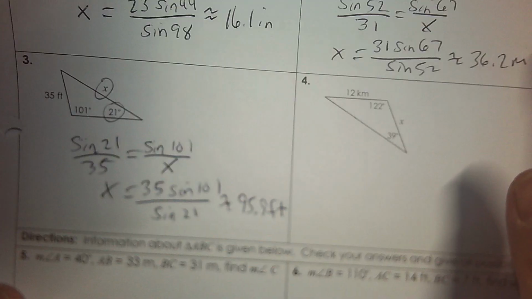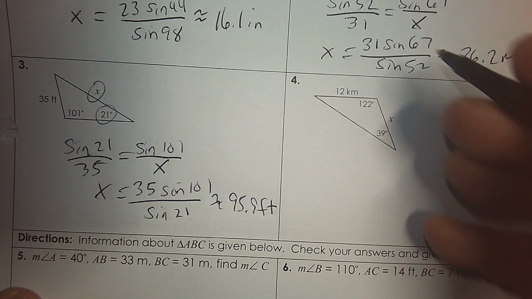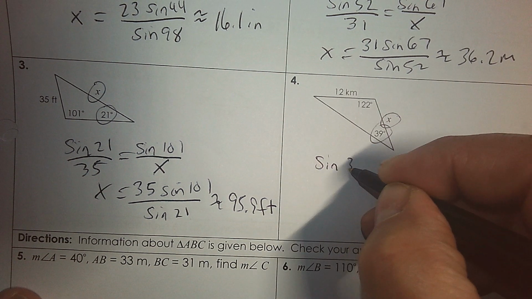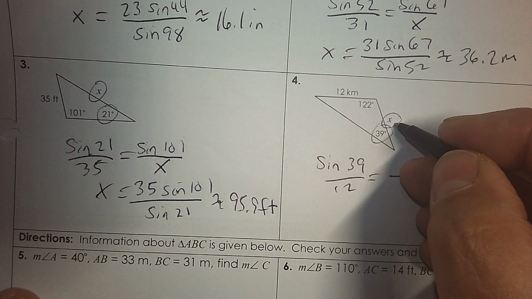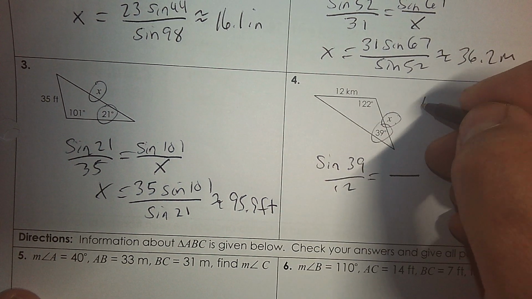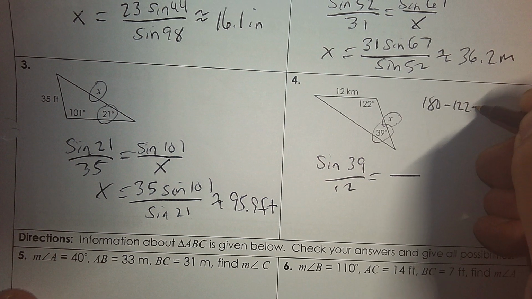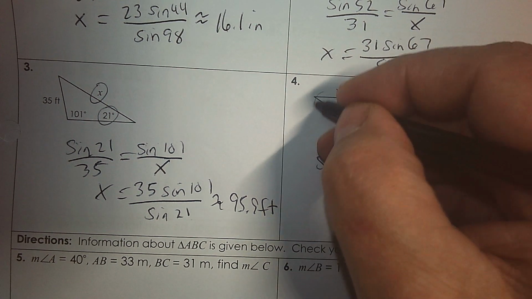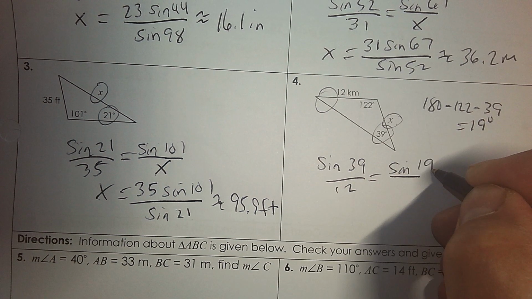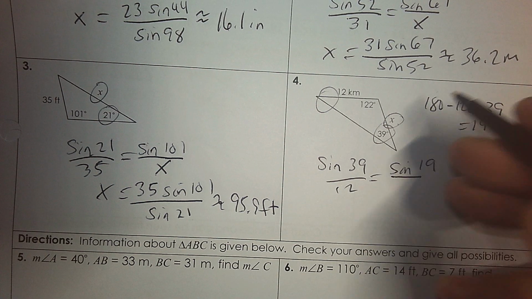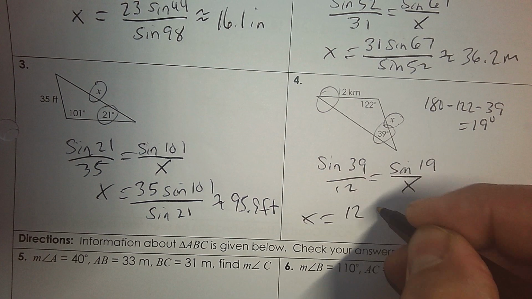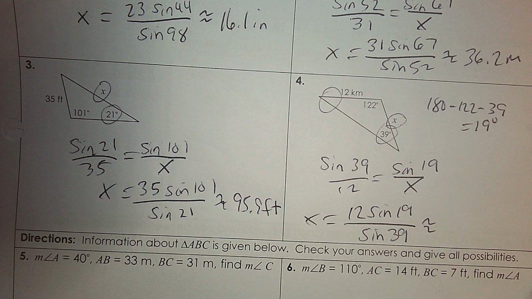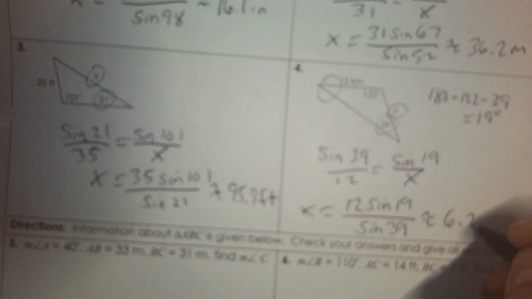Number 4. I want to find this. So what do I know? I know 39 degrees and 12. I need to know the angle there, but I don't know it. So to find it, I need to go 180, take away 122, take away 39. So that angle that I don't know is actually 19. That's this one right here. So it's sine 19 over x. And then to get x by itself, we're going to go 12 times sine 19 divided by sine 39. Use your calculator, and you get 6.2 kilometers.